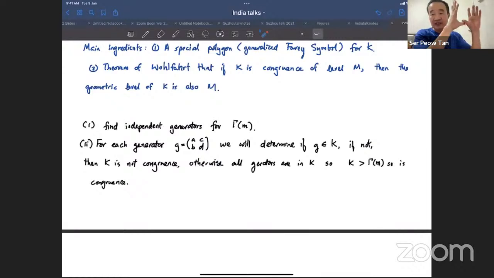I have a fundamental domain for K. This is a fundamental polygon. I can look at the translates of this fundamental polygon by K, and this gives a tessellation of H.